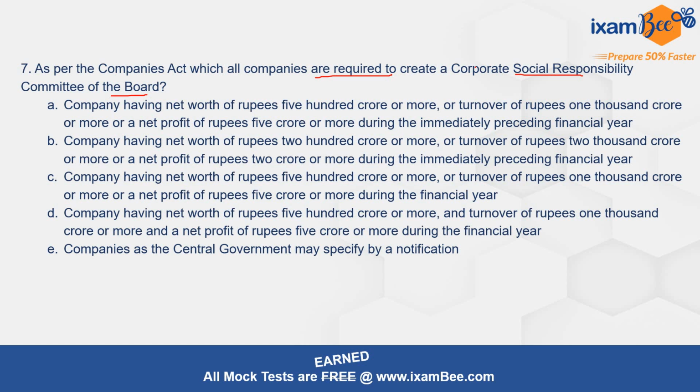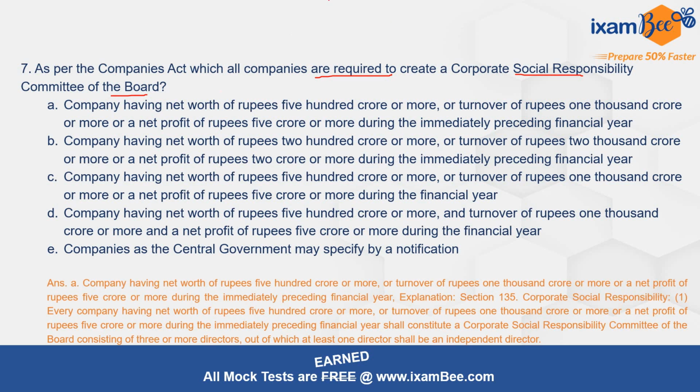And the correct option with respect to this particular question is A, which is a company having net worth of 500 crore rupees or more, or turnover of rupees 1000 crore or more, or a net profit of 500 crore or more during the immediately preceding financial year. So a company having any of these threshold limits mentioned in this option is required by the Companies Act to create a corporate social responsibility committee of its board.